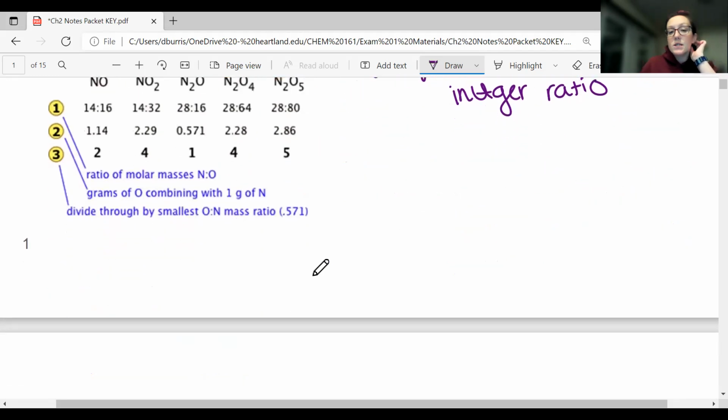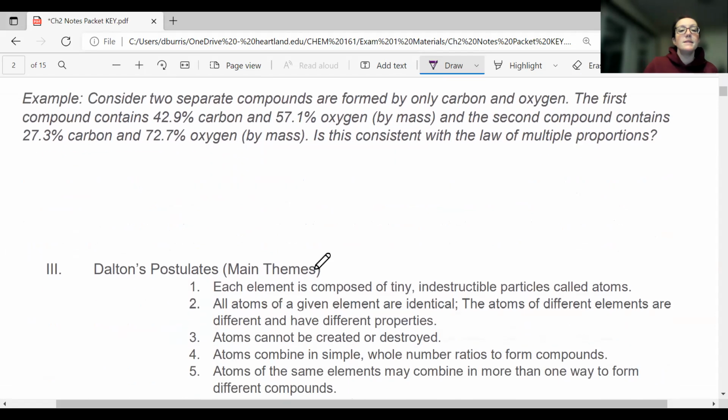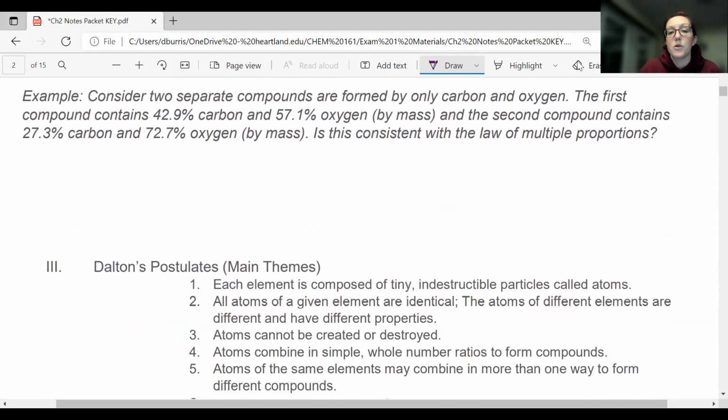All right, so here's an example. It says consider two separate compounds that are formed by only carbon and oxygen. Okay, so carbon and oxygen can make multiple compounds. We know we can have CO2. You can also have CO, carbon monoxide. It says the first compound has 42.9% carbon and 57.1% oxygen by mass, and the second has 27.3% carbon and 72.7% oxygen by mass. Okay, so different percentages, both carbon and oxygen. Is this consistent with the law of multiple proportions?